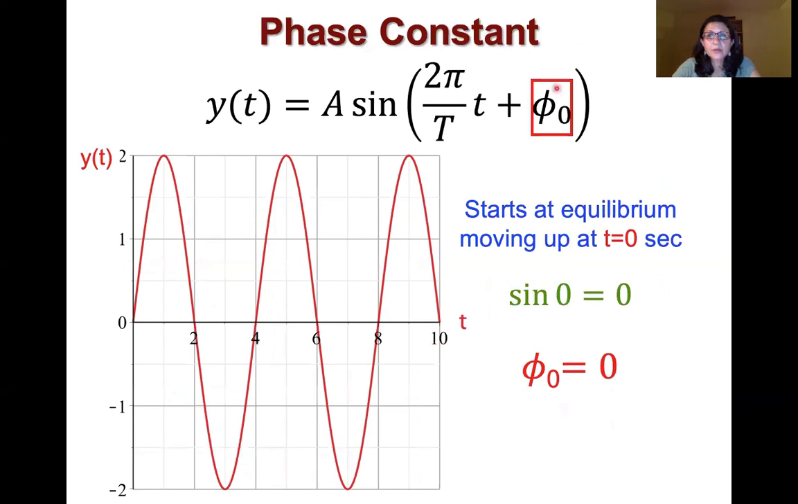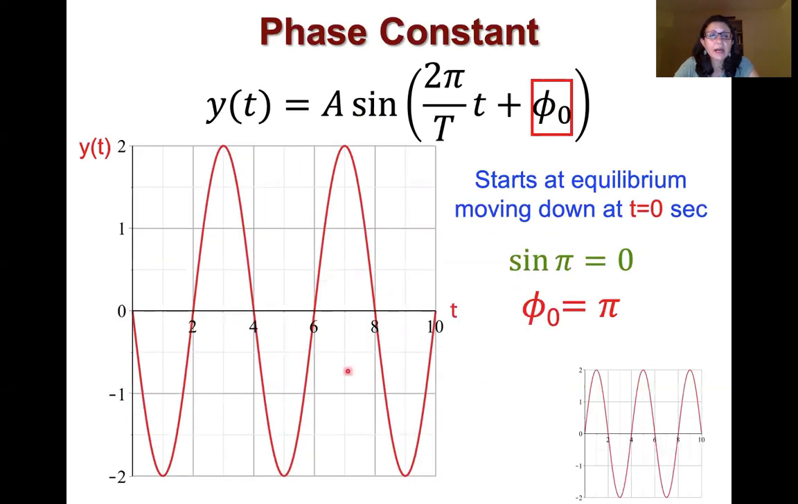All right. So what is this phi naught? All that it really does to the sine function is shift it. What it tells you is where the displacement is at whatever you define as time equals 0. So when time is 0, and if phi naught is 0, then the sine of 0 has to give you 0. So that's this situation right here.